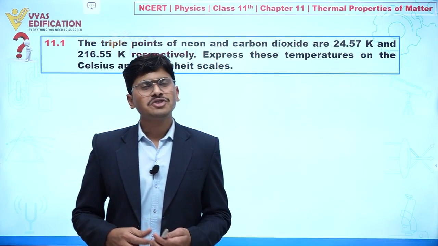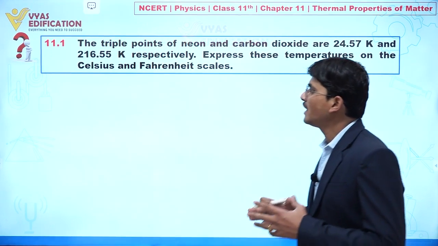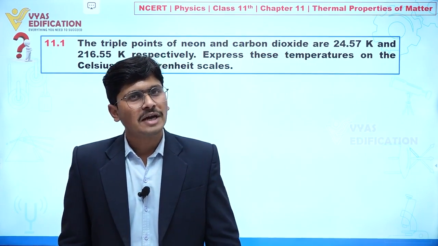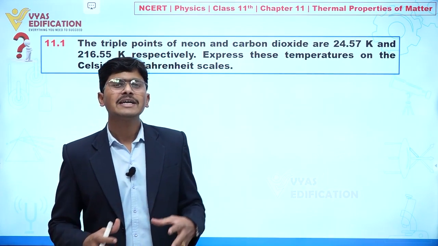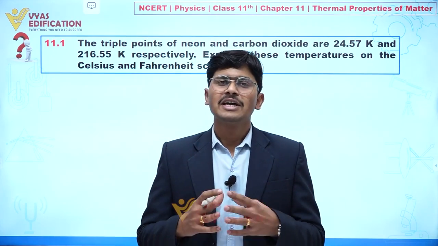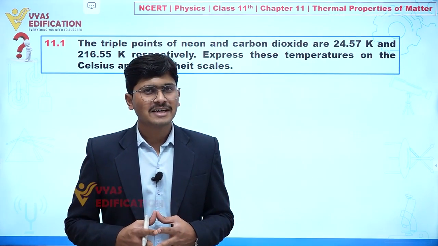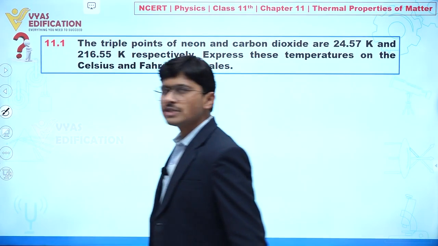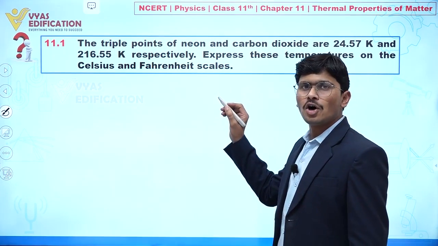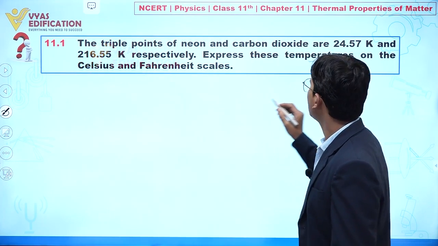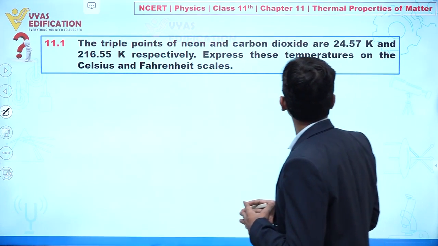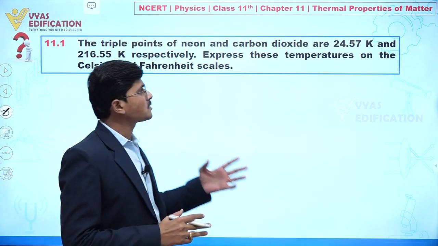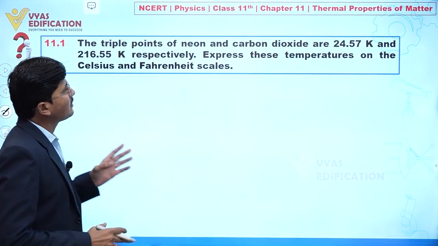Now students, we are going to discuss question number 11.1, and this question is based on conversion of temperature scale. In this question we will convert temperature that is already given in Kelvin into degree Celsius and degree Fahrenheit. Clear? Concentrate. It is given that the triple points of neon and carbon dioxide are 24.57 Kelvin and 216.55 Kelvin respectively. Now we have to express these temperatures on the Celsius and Fahrenheit scales.